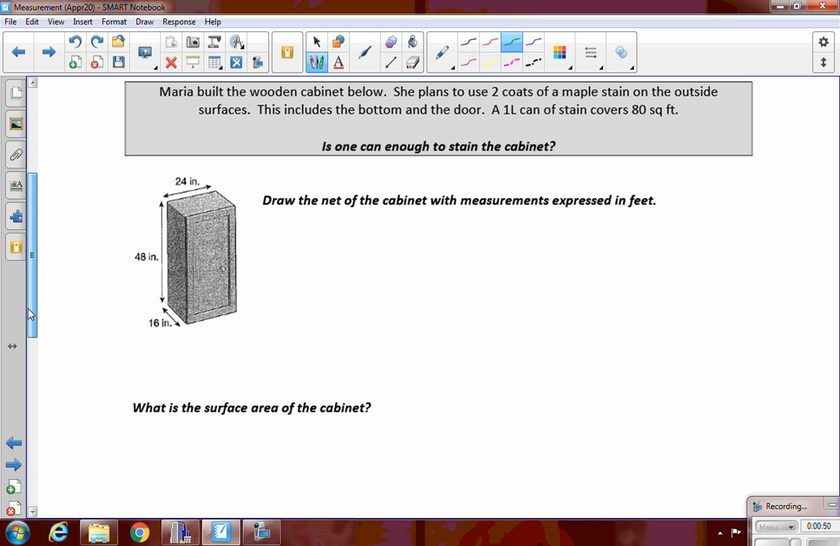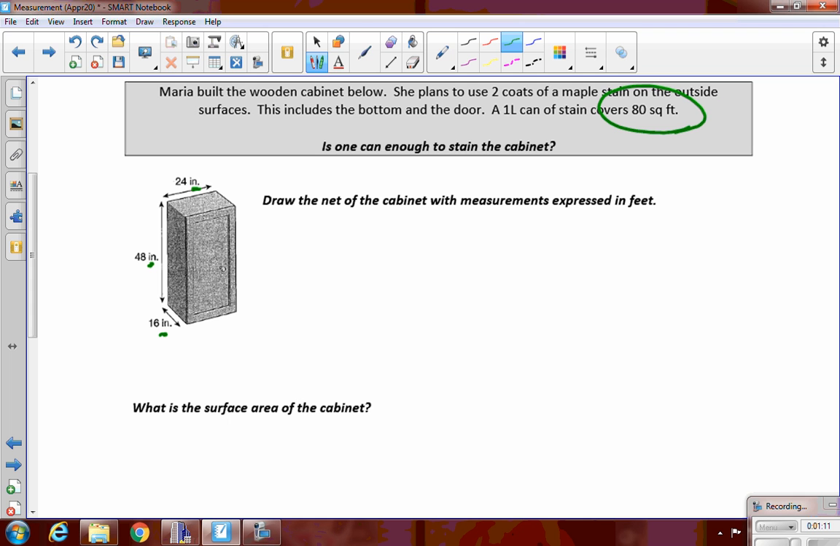Now there is something that you should pick up whenever you read these questions right away. If I look at the dimensions of the cabinet, it's in inches. And then when they talk about the stain at the end, it's in square feet. So before we do a final calculation, we're going to have to do a conversion here, but we'll walk it through together. Now it says draw the net of this cabinet.